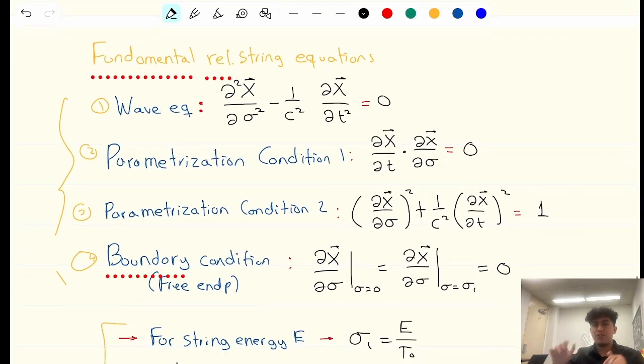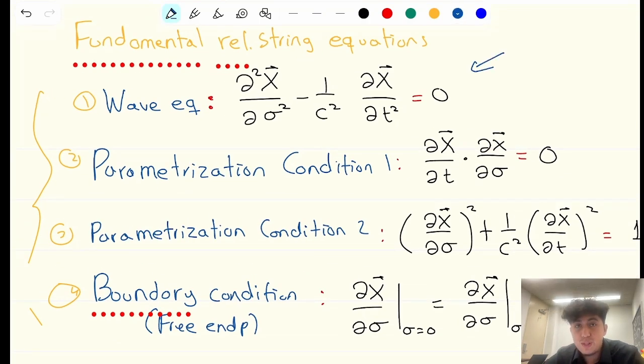Cool. So the 4 fundamental string equations we're going to use is first the wave equation, which we already knew.